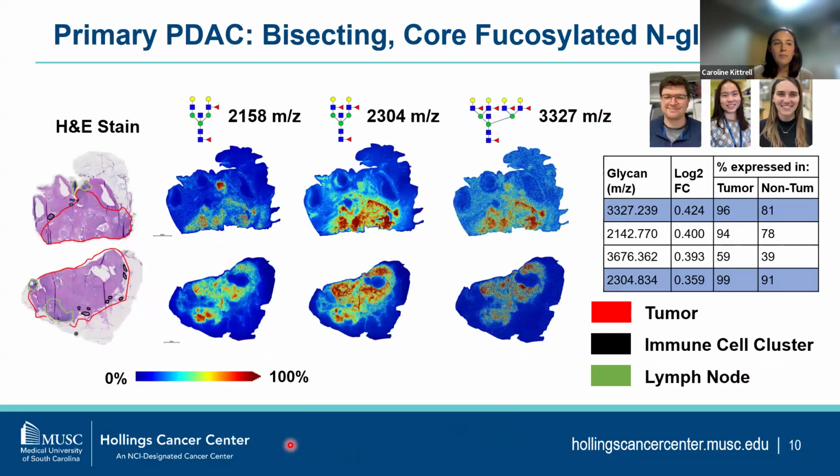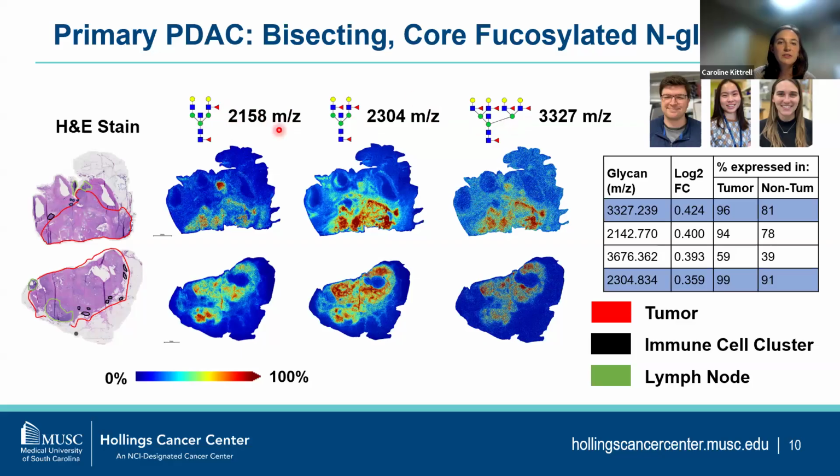So to talk a little bit about the primaries, we have this cohort of 20 primaries, and I'm showing the H&E stains here with the areas of tumor outlined in red. And you can see that the dark purple cells, that are actually the cancer cells, are really the minority of cells within the tumor microenvironment. It's mostly that desmoplastic stroma. We also have our lymph node in green and our immune cell clusters circled in black. And these are 3 N-glycans that are a part of a larger class of N-glycans called bisecting N-glycans.